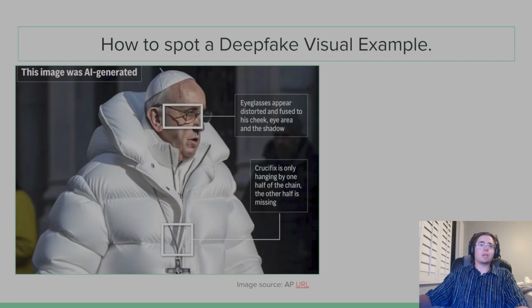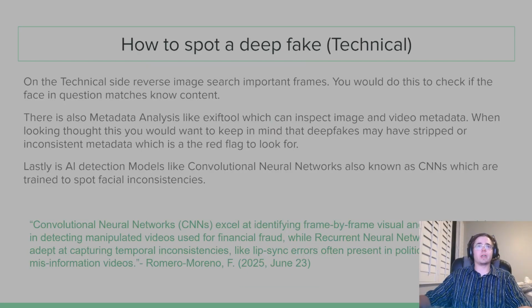For example, here, I have found this image from AP, which is in the references as well, linked in the slides. If we take a look at the late Pope Francis's glasses, the shadow and glasses seem to merge together, as well as being distorted. If we look over at the cross too, it only has one chain. If it's missing the other half of the chain, it should just fall right off, and it isn't in this photo. So this to me clearly indicates that it is a deepfake.